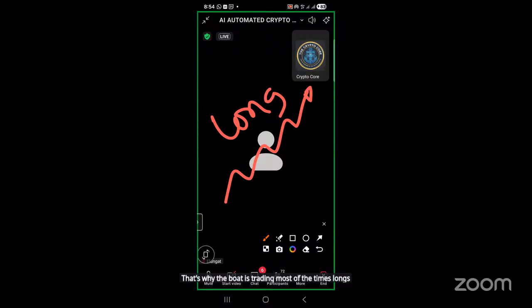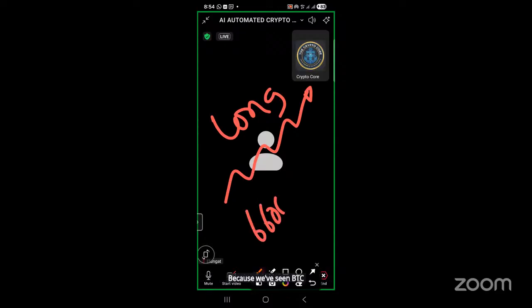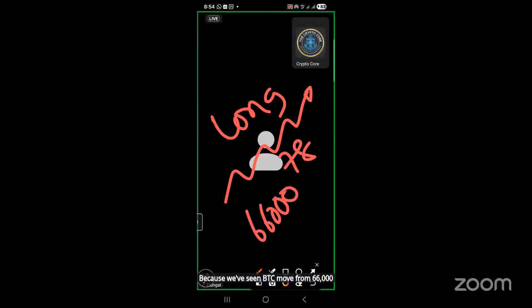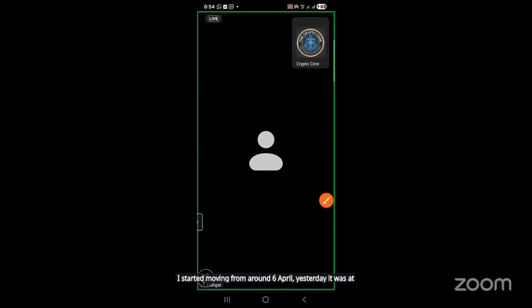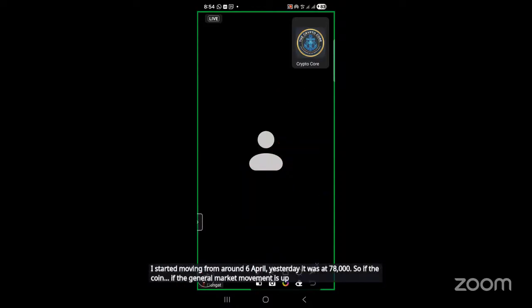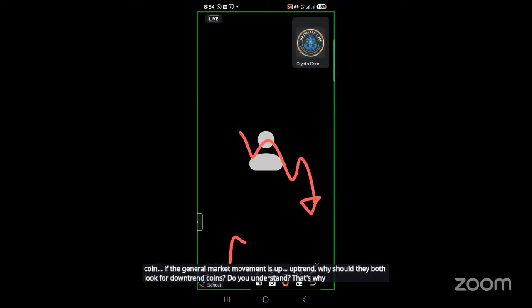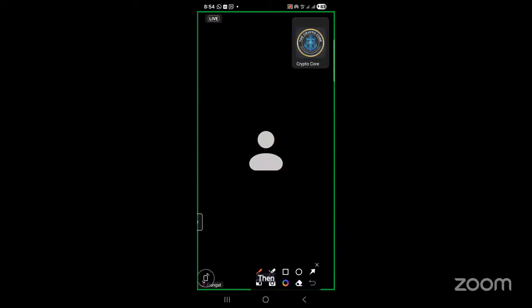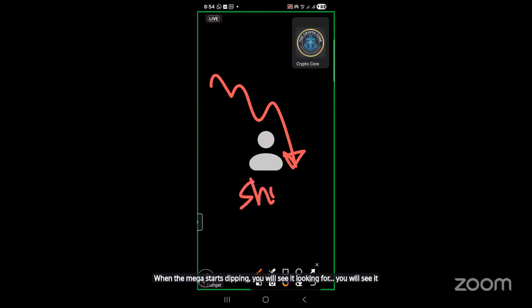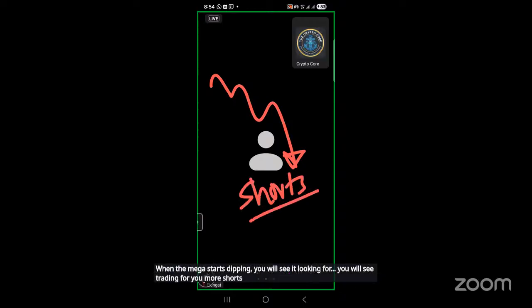Because we've seen BTC move from 66,000 to 78,000, started moving from around the 6th of April to yesterday, when it was at 78,000. So if the general market movement is uptrend, why should the bot look for downtrend coins? Do you understand? That's why the bot has been looking for more longs than shorts. Then, when the market starts dipping, you will see trading for you more shorts than longs. That's how the bot reacts.